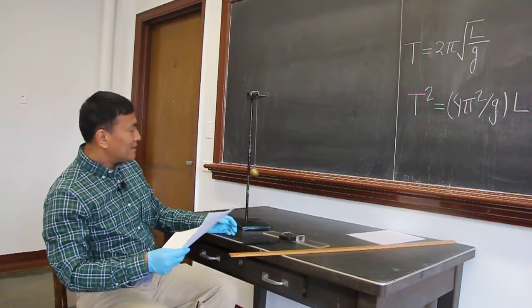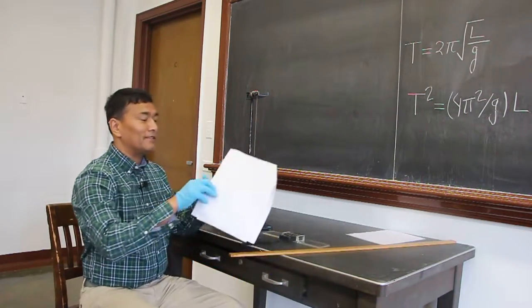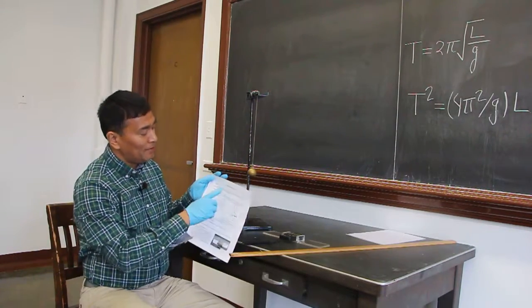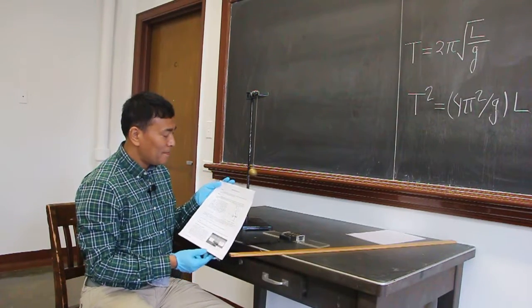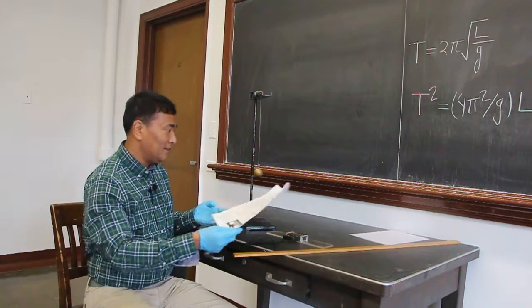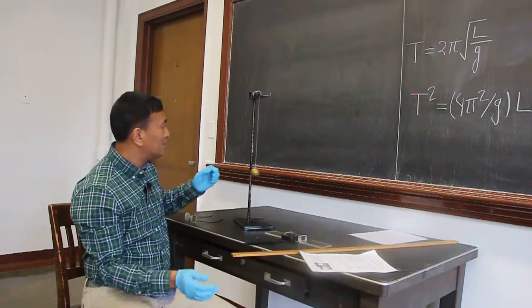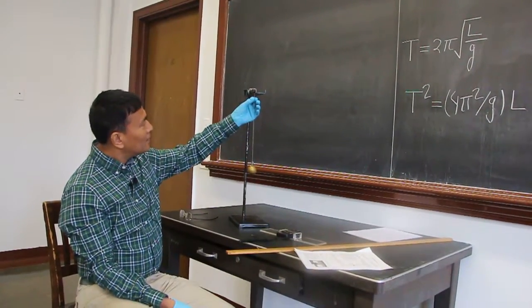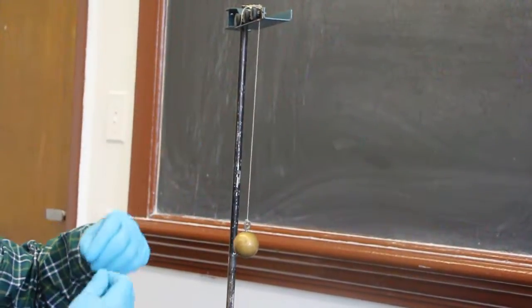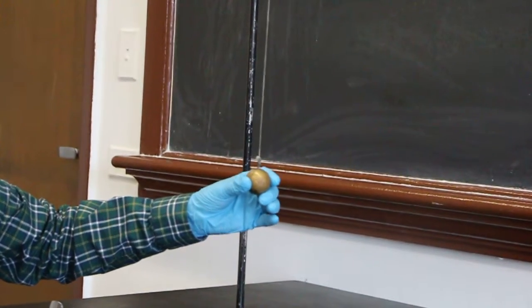Okay, so I'm going to perform an experiment, which is a simple pendulum in your manual. This experiment is really simple. All you need is a string, and we are going to change the length, so we need a very long string, and we need one bob here.